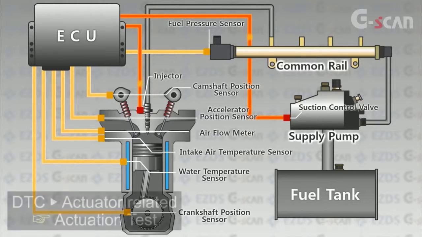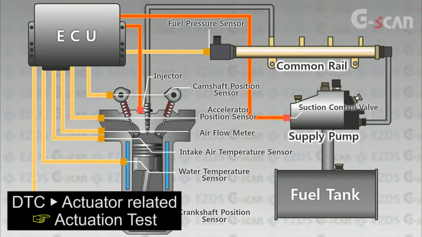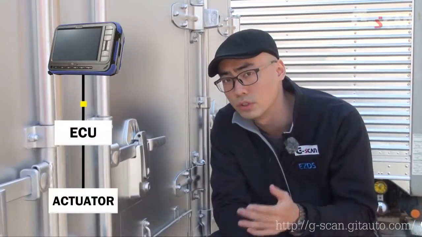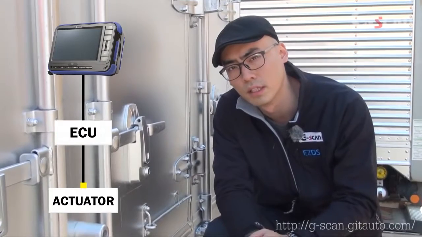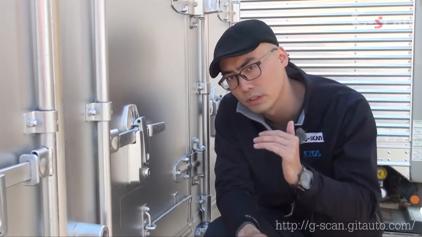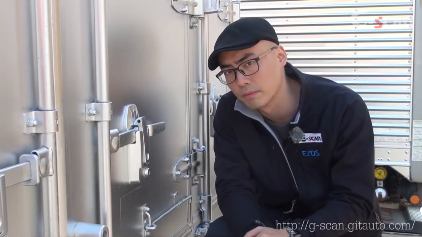If the DTC is actuator related, go to the Actuation Test function. Depending on engine types, the number of supported actuation tests is different. Check if it's supported and you can try to test the defective parts for their operation. G Scan will command the ECU to actuate selected parts. During the test, you can actually hear the sound or visually check the movement of the parts. Let me show you an example.